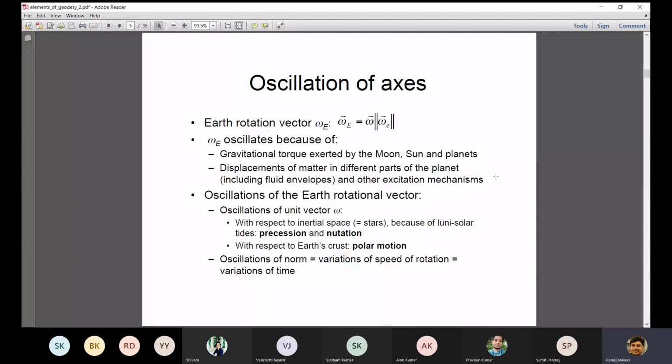This oscillation of the Earth rotation vector is the oscillation of the unit vector omega with respect to inertial space because of the lunisolar tides. We call it precession and short periodic nutation. So this 26,000 year oscillation also has a short periodic nutation, where a short jerk is introduced in the Earth rotation axis.